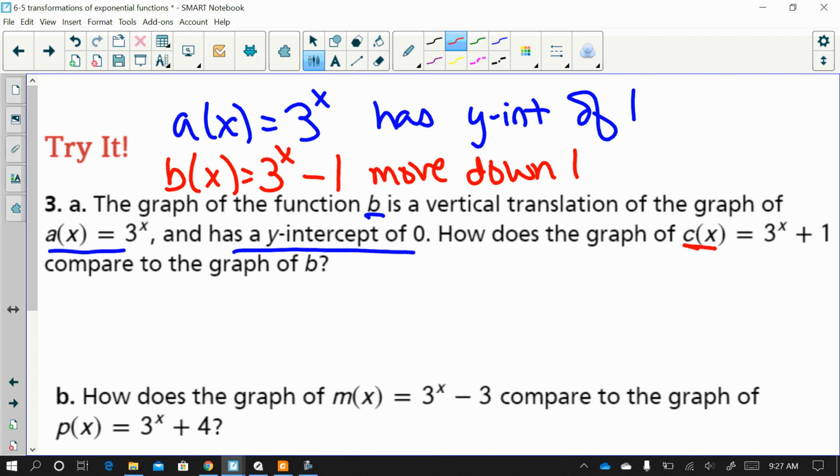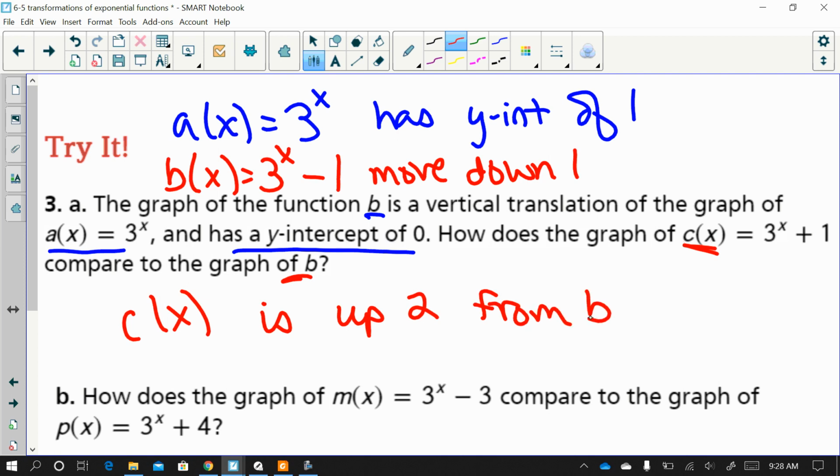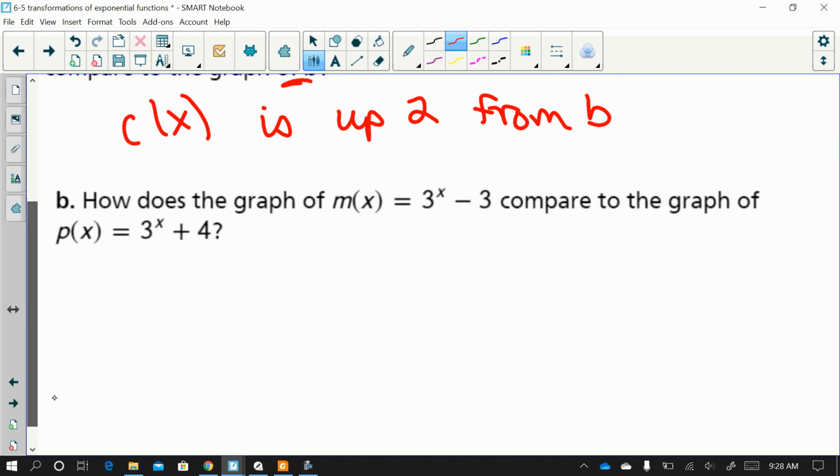Okay, so now I have b. Oh, now I can compare c to b. So let's start at b. I'm at minus 1. How do I get to 3 to the x plus 1? We just move up 2. So c of x is up 2 from b. Okay, let's look at another one. Again, please pause the video and think about it.